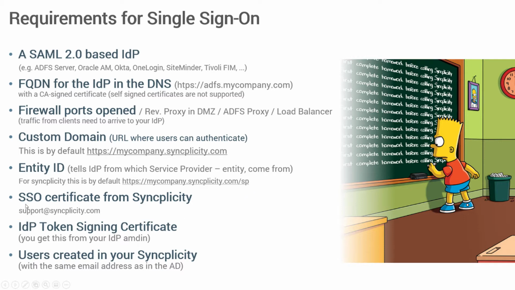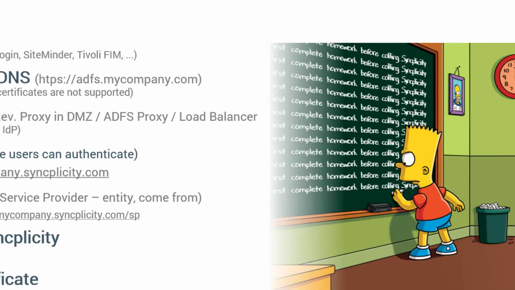I also need the SSO certificate from Syncplicity. Simply send the customer support department an email and they will redirect you to a location where you can download the SSO certificate. When you have configured the relying party trust, you also need to download the token signing certificate from your ADFS server and upload it into the Syncplicity admin console. And of course, you also need users created in the Syncplicity environment that will be using the same email address to authenticate in the Active Directory.